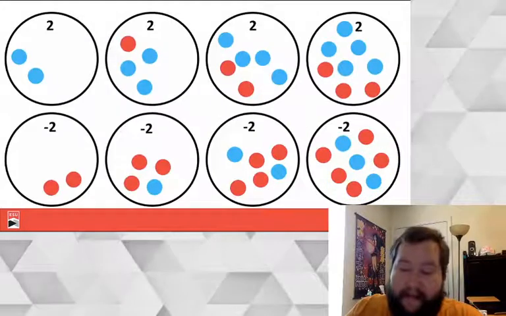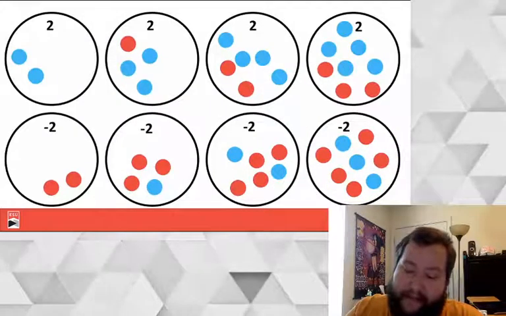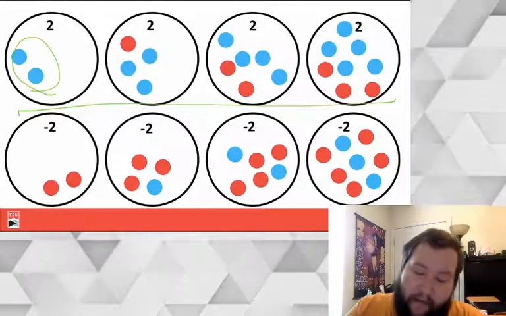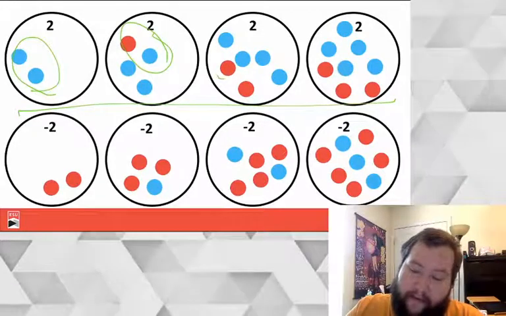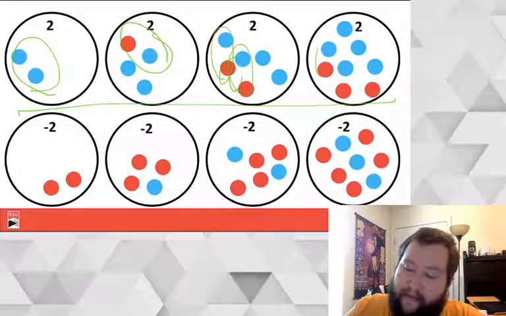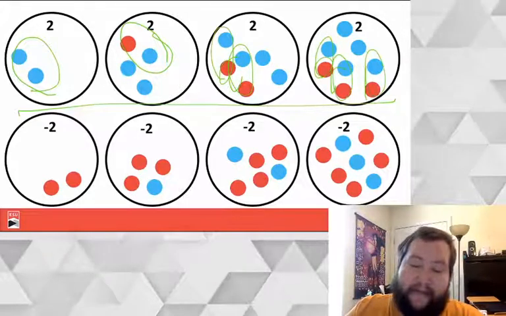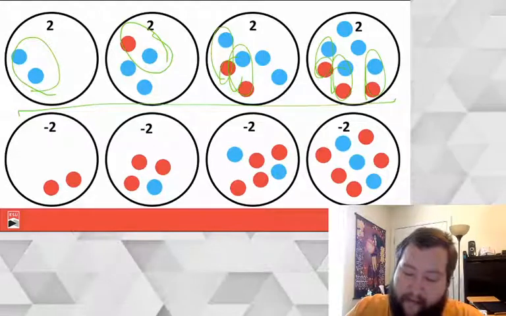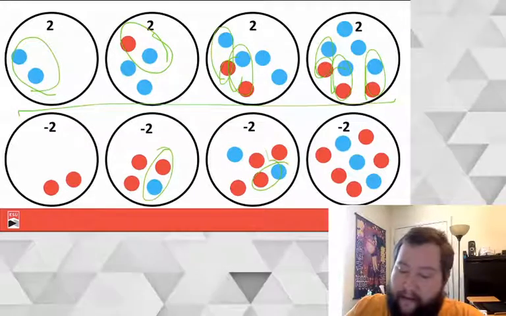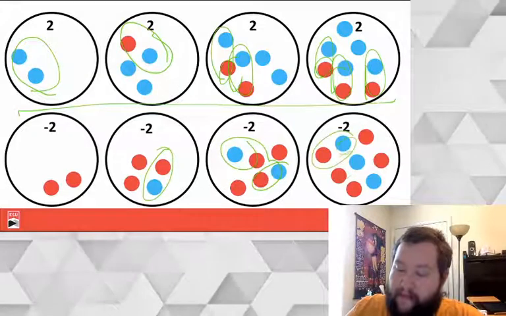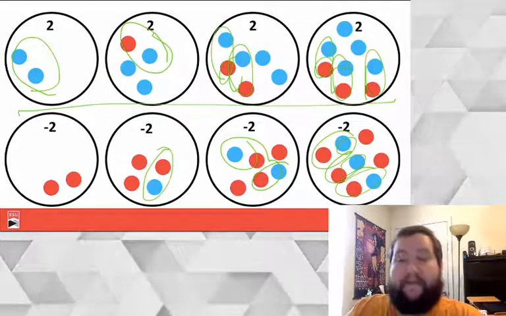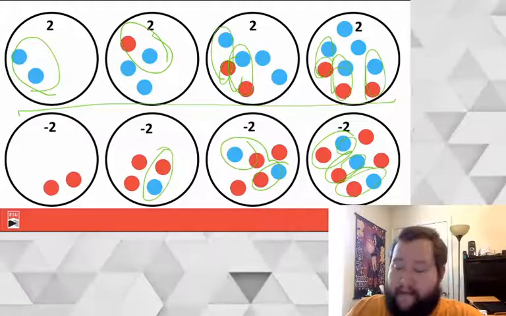So here are lots of representations for 2, right? So we have 2 positives, or 1 0 pair, or 2 0 pairs, or 3 0 pairs, but in each case we're left over with 2. And the same with -2, we have 1 0 pair, 2 0 pairs, 3 0 pairs, but in each case we're left with 2 red, which is our negative. And so this is how we're going to model our positive and negative integers.